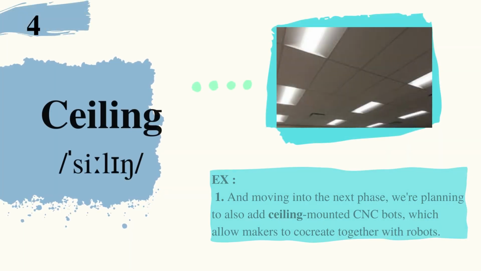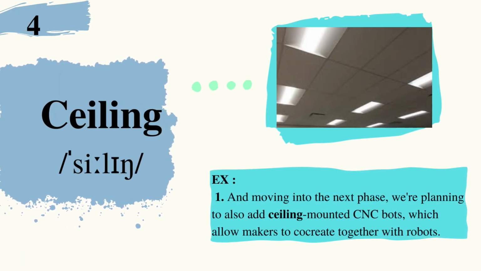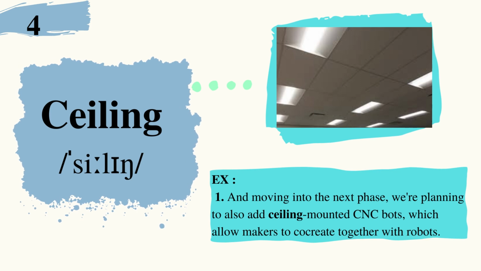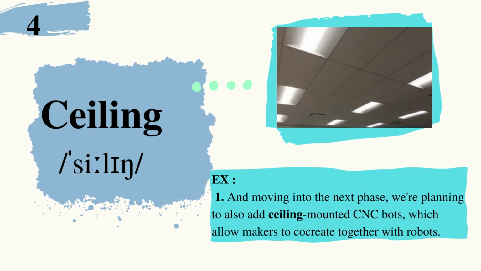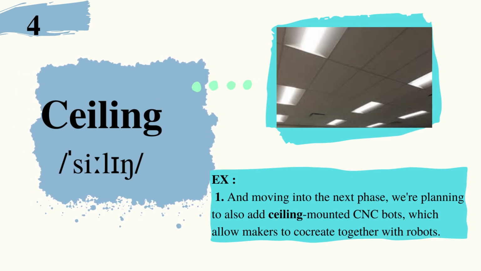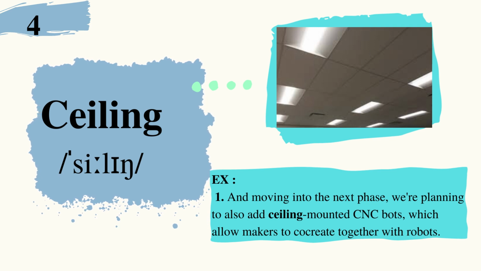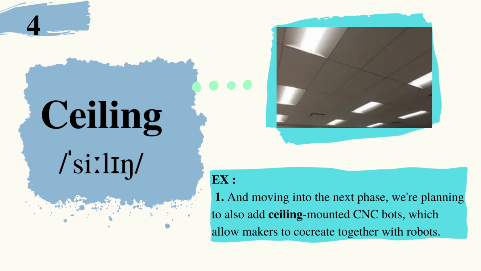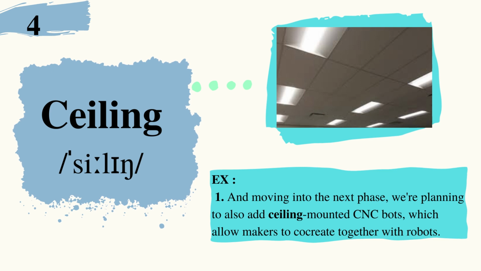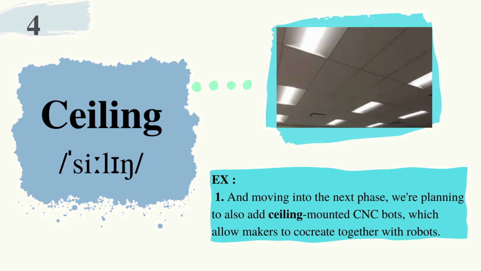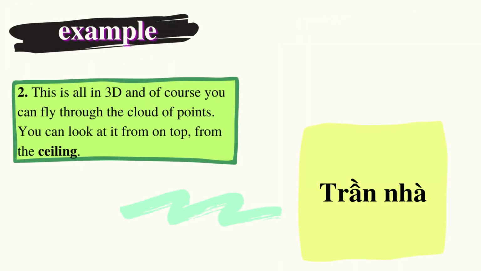4. Ceiling. Ceiling. Example. And moving into the next phase, we're planning to also add ceiling-mounted CNC bots, which allow makers to co-create together with robots. This is all in 3D, and of course you can fly through the cloud of points. You can look at it from on top, from the ceiling.